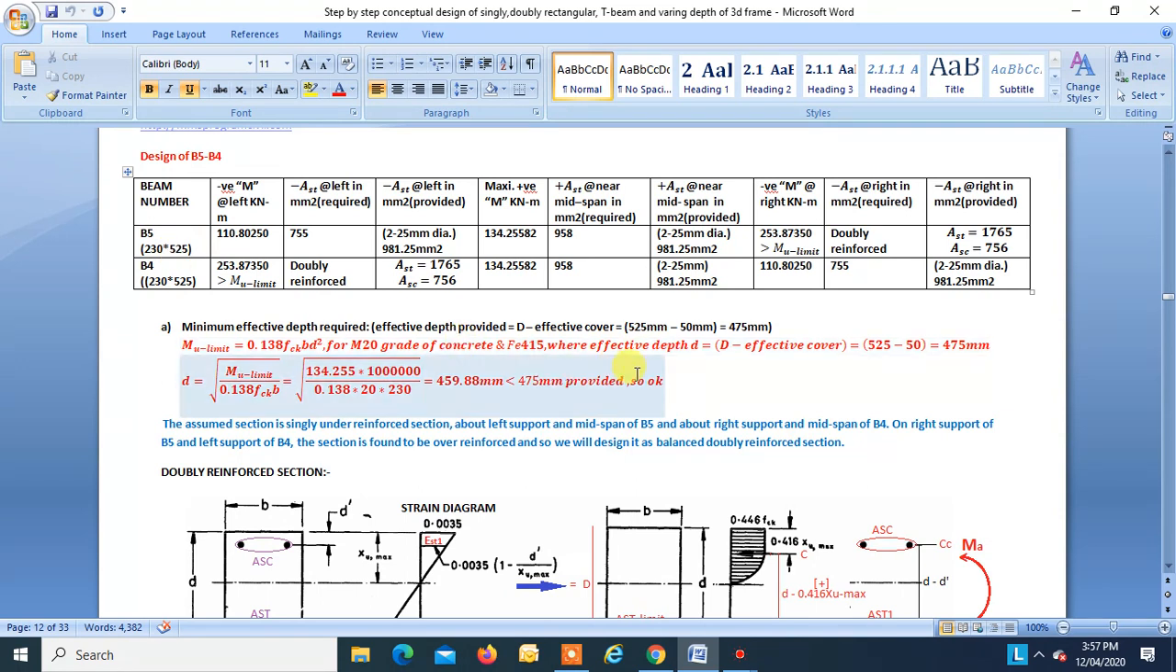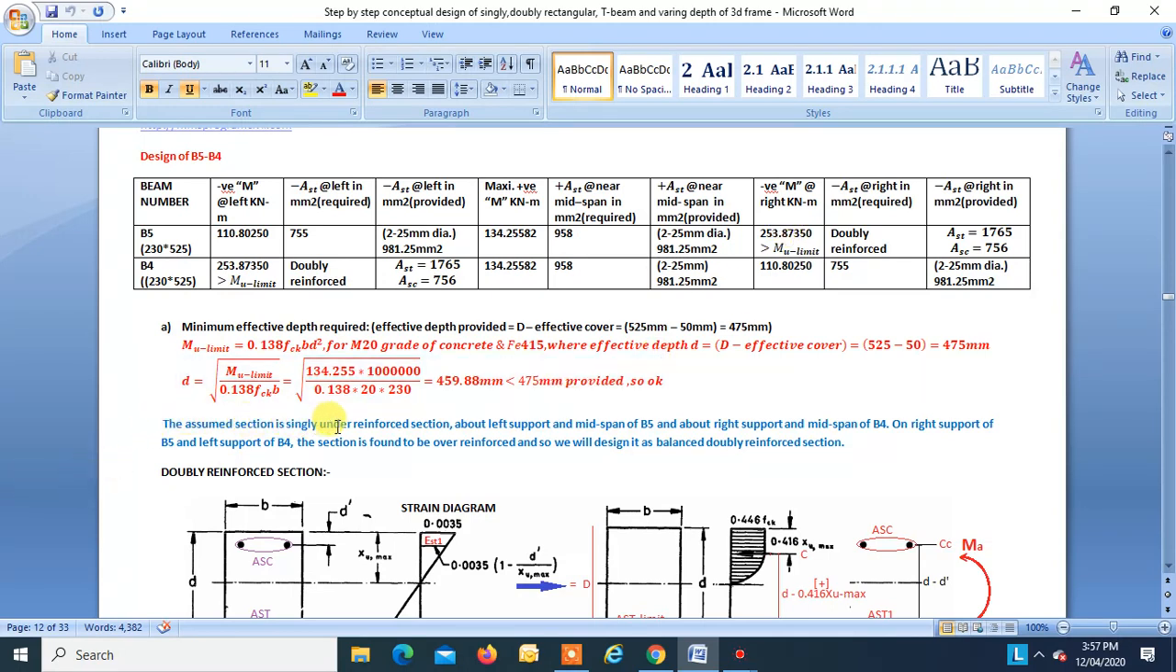In this case, our effective depth is equal to D minus effective cover, that is 475. This is provided, and the required should be less than provided. So taking the maximum moment, we find d is 459.88, which is less than 475. So the section is under reinforced in all the four cases, right? Now coming to this section and this section over here, right? I have made a note over here.